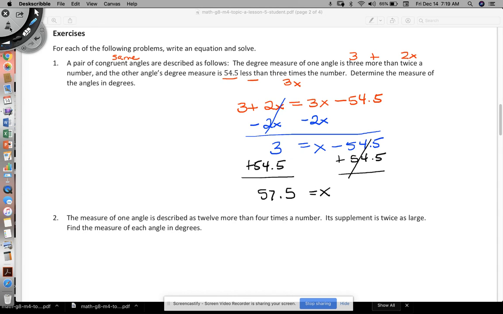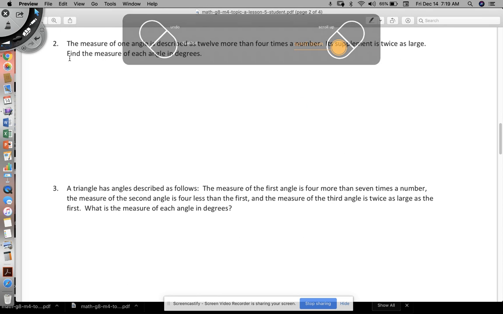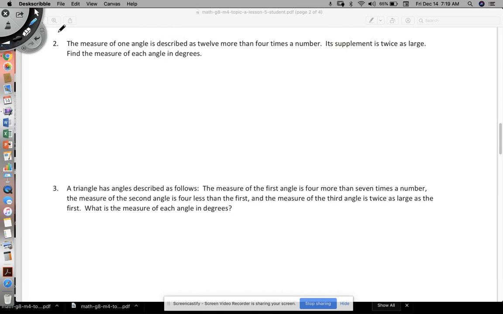All right, let's look at example 2, or exercise 2, I should say. The measure of one angle is described as 12 more than 4 times a number. Its supplement, meaning it adds to 180, is twice as large. Find the measure of each angle in degrees. Well, we know it's going to equal 180, and we're going to add up all these angle measures.